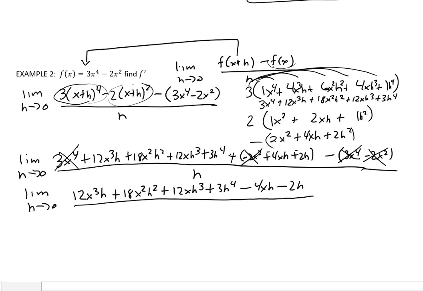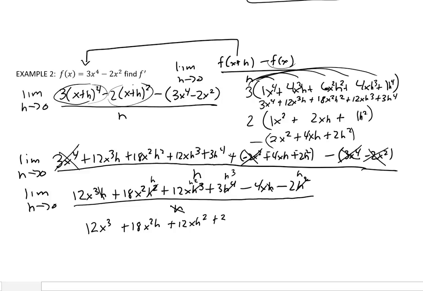Since all of them have an h, I can cancel. This is going to cancel with this h, and it's going to make this one h. It's going to make this one h to the third. This one's going to be h squared. This one's going to be h. Okay, and then I'll be able to plug in, so I have 12x cubed plus 18x squared h plus 12x h squared plus 3h to the third minus 4x minus 2h. And we still have the limit as h approaches 0.